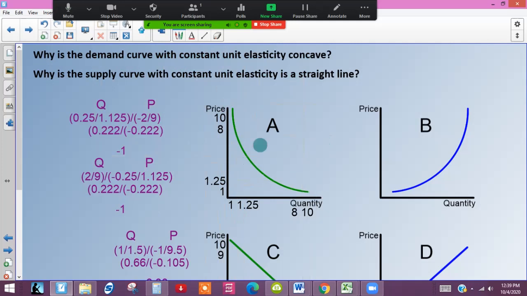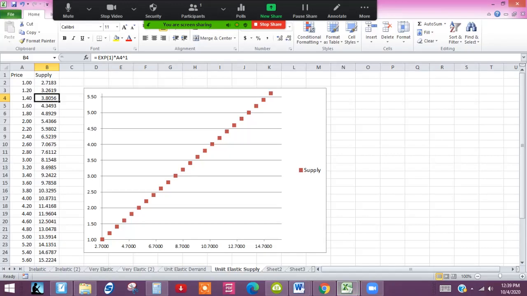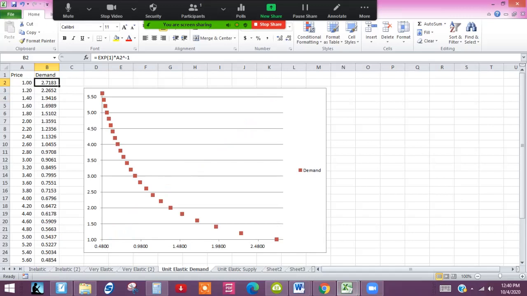If that's true, then a curve looks very similar to this one, and I even figured it out exactly on a spreadsheet a few years ago. I'll show you real quick. Okay, this is a unit elastic demand. I've put in a formula here that you don't need to worry about, but it ensures that the price elasticity of demand is exactly 1 at every point here. So this is mathematically correct. This is a unit elastic demand curve right here.